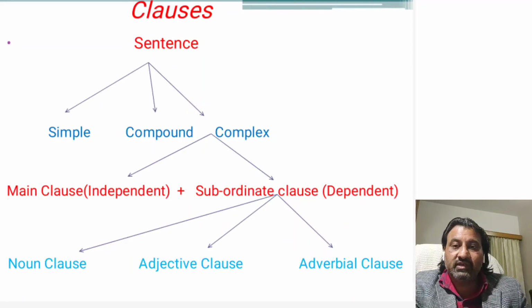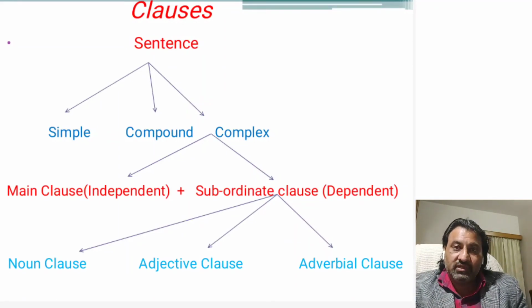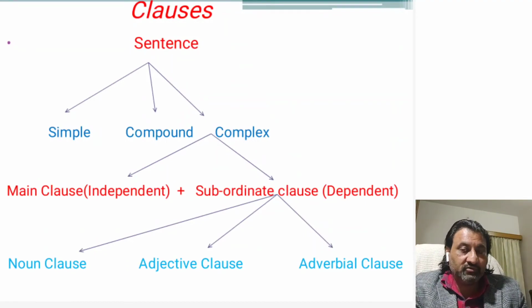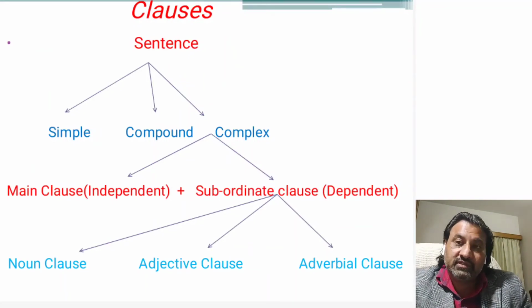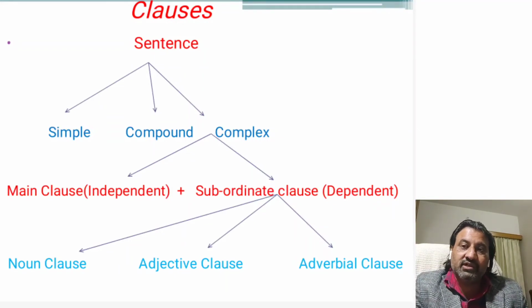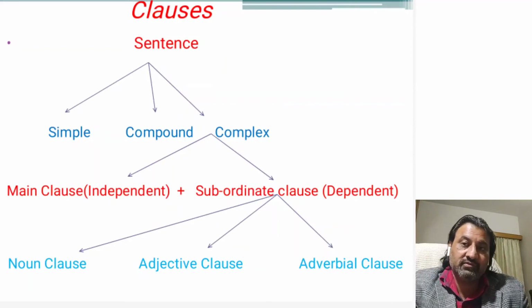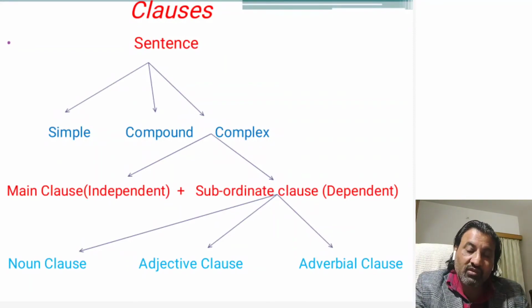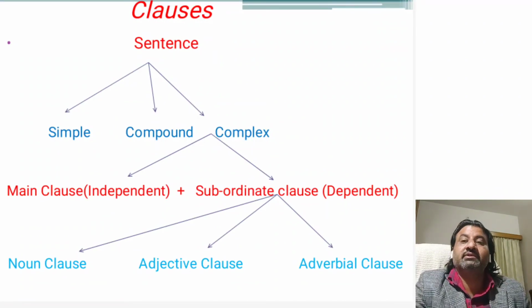As I have earlier said, when we learn the topic of clause, in fact we learn the topic of subordinate clause, because here we are more concerned about subordinate clauses, and there are three types of subordinate clauses: noun clause, adjective clause, and adverbial clause. All of these types of clauses are very important in our speech.